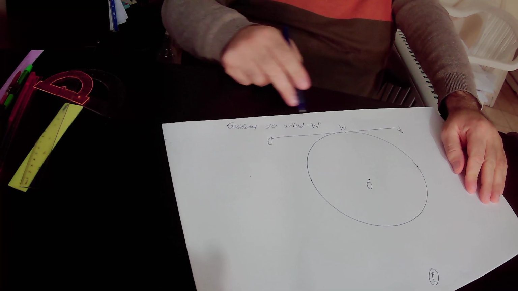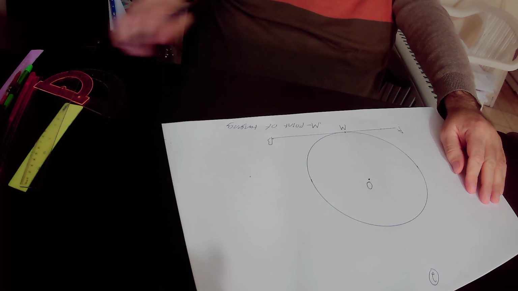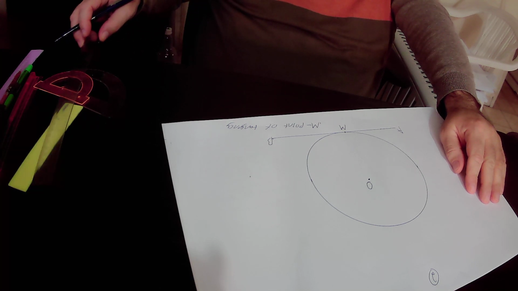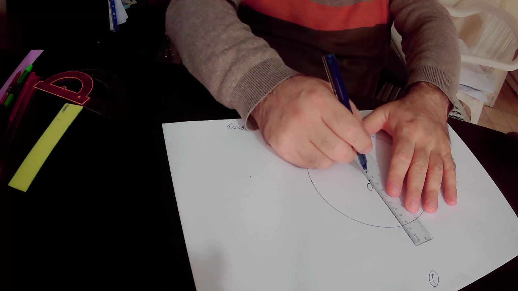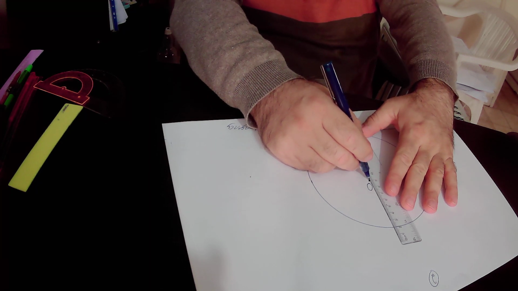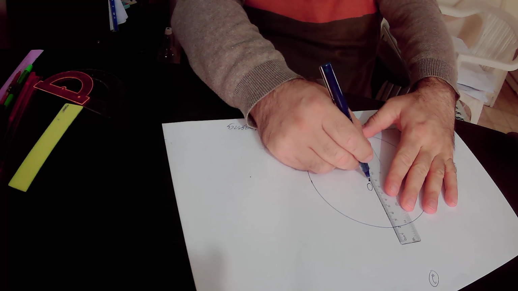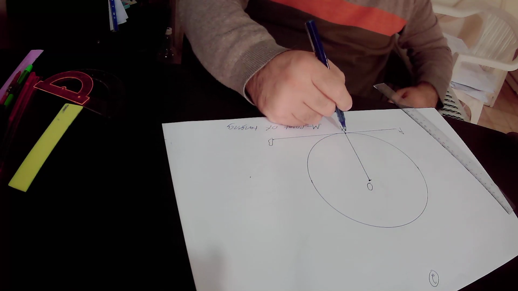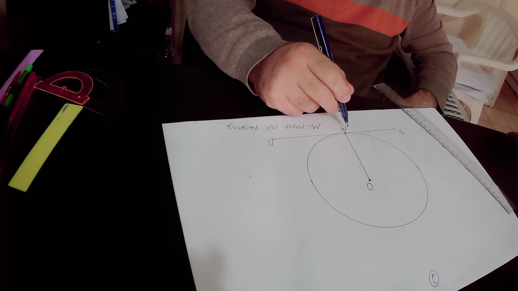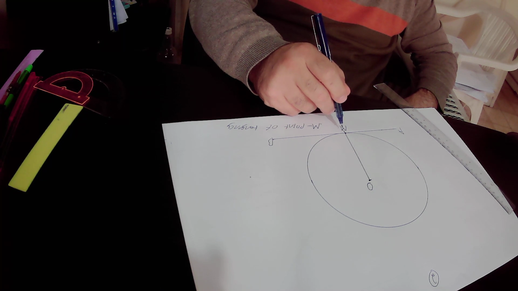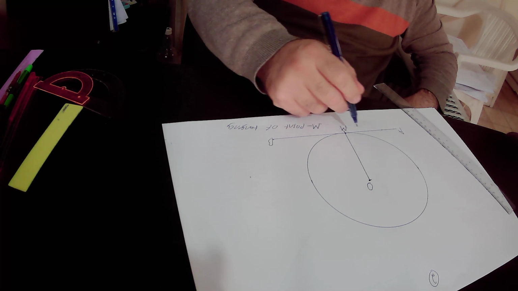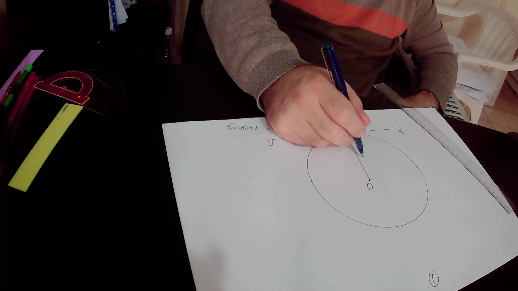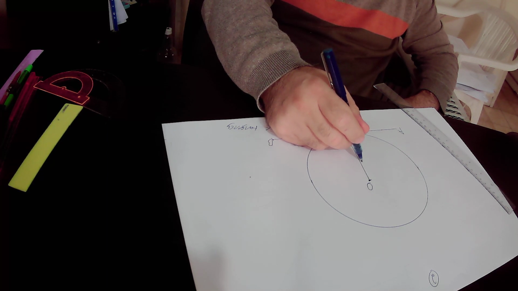M is the point of tangency of tangent AB with this circle. We will join points O and M together by a straight line. OM is the radius of this circle because it starts from the center of the circle and ends at point M, that is a point on the circle itself. Therefore, it is defined as the radius of this circle, so it equals R, the radius.